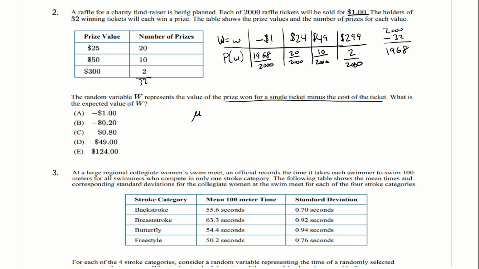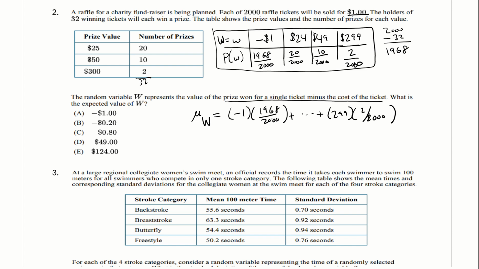So we got mu_W equals negative 1 times 1,968 out of 2,000 plus ... plus 299 times 2 out of 2,000. Now, it doesn't make sense for you to do the dot dot dot unless you actually show this table, right? Because if you don't show this table, then you're going to have to show all your numbers, because we want to know exactly how you got your calculation. But since there's a table here, it's very clear what we're referring to with the dot dot dot. So that's something to keep in mind.